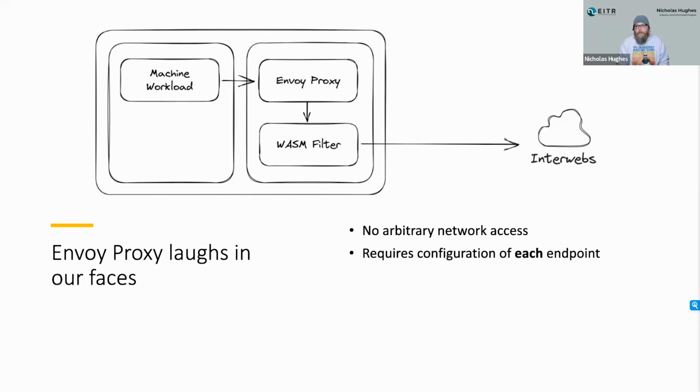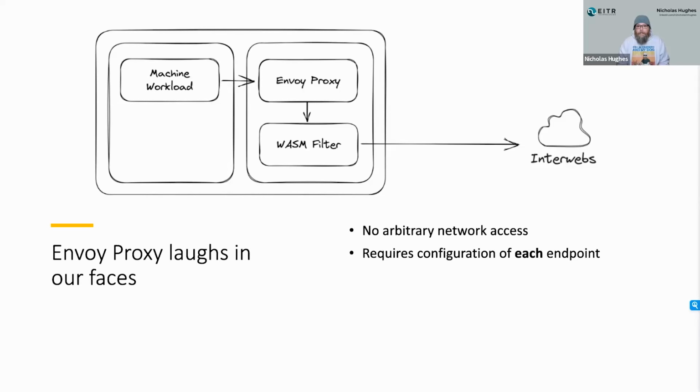So say in our case here, we have our diagram at the top where we have our machine workload, say that's running in a container. And then beside it, we have a sidecar container where we have Envoy proxy running, and then a WebAssembly filter that Envoy proxy leverages. That WASM filter is custom code that was written by us at Hopr to do awesome stuff, and it needs arbitrary access to the internet. That is not something that Envoy proxy just does.